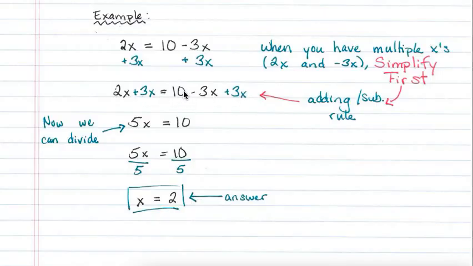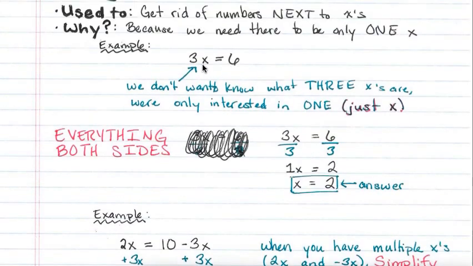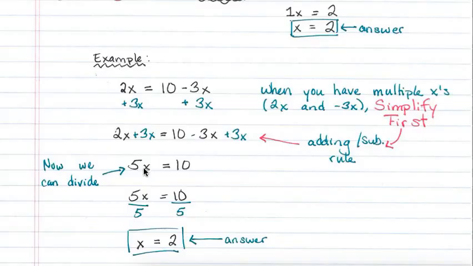The 10 stays the way it is. We didn't touch the 10. And then over here we have 2x plus 3x equals 5x. So now we have 5x equals 10. Now this problem looks like the last one we had. We have a number next to x, and we only have one x in the problem, instead of multiple x's like we started out, where they're all over the place and it's confusing and bad.